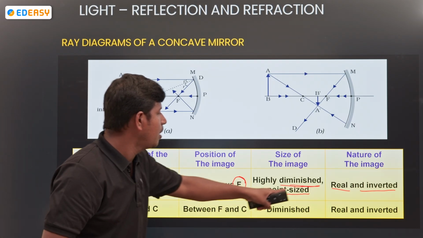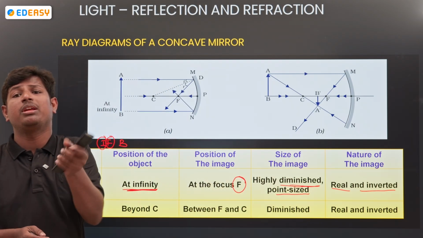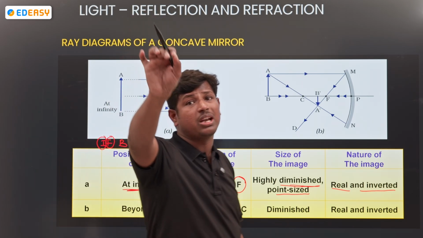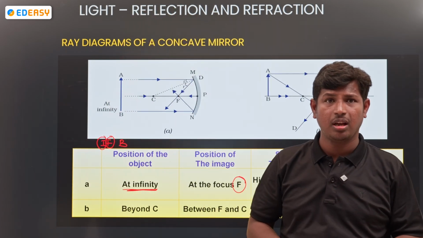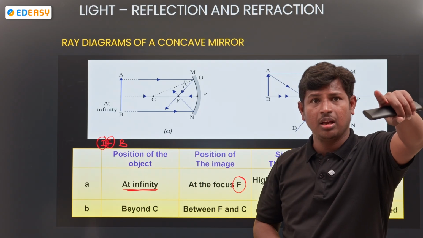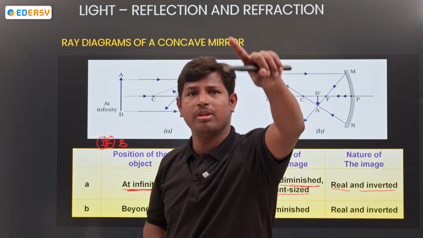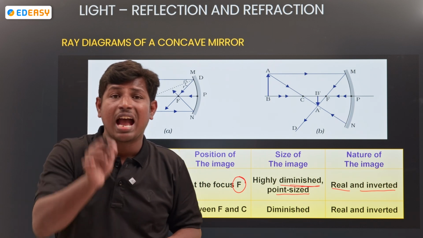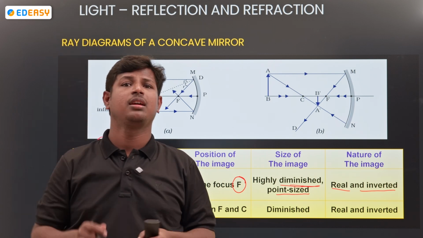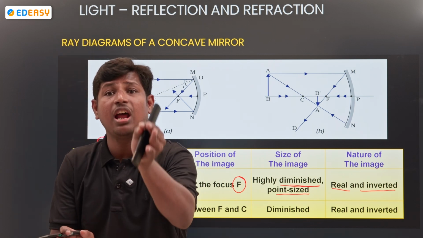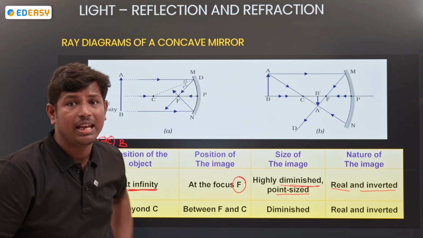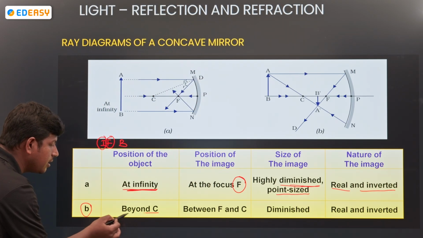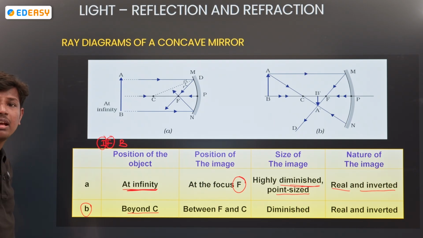Next, what is the size of the image? Highly diminished, point size. And what is the nature of the image? Real and inverted. Remember the point. If the object is at infinity, where do you get the image? At focus. What is the size of the image? Highly diminished, point size. What is the nature of the image? Real and inverted. Okay. Next, coming to the second point, where is the object? Beyond C.